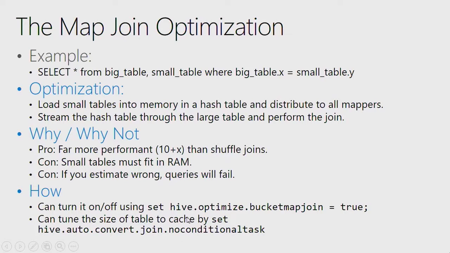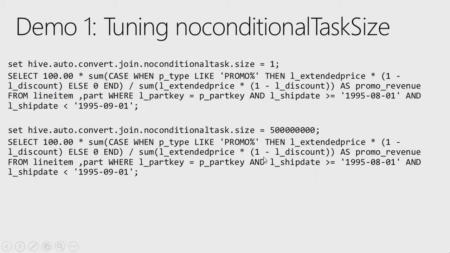So how can you ensure that it actually fits in RAM? You can ensure it by firstly turning the setting to true, which is the default, so you don't have to do anything. But the second thing you can do is tune the size of the table to cache by setting this setting. This setting essentially tells how many bytes of the smaller table can be cached. If you set it to be very high, the queries might fail because your container may not have enough memory. So what I just ran, we'll go back and check the results.